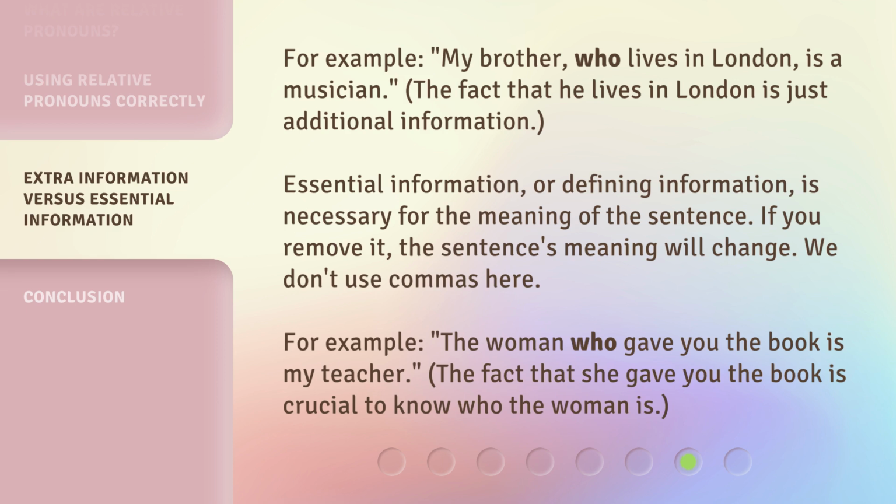Essential information, or defining information, is necessary for the meaning of the sentence. If you remove it, the sentence's meaning will change. We don't use commas here. For example, the woman who gave you the book is my teacher. The fact that she gave you the book is crucial to know who the woman is.